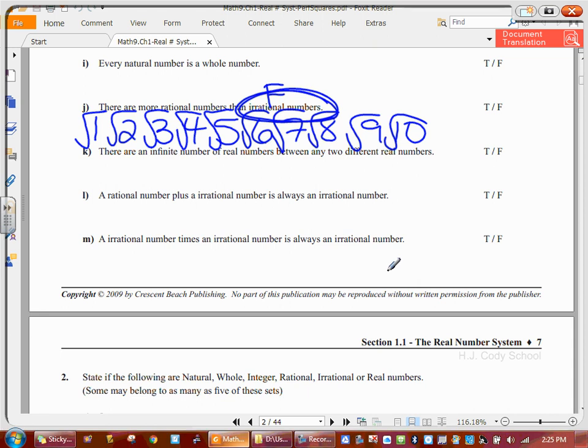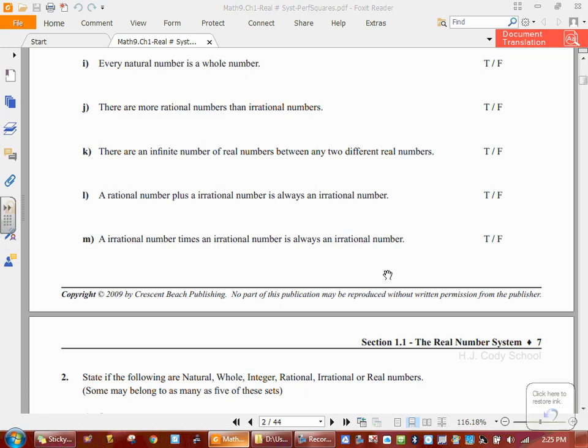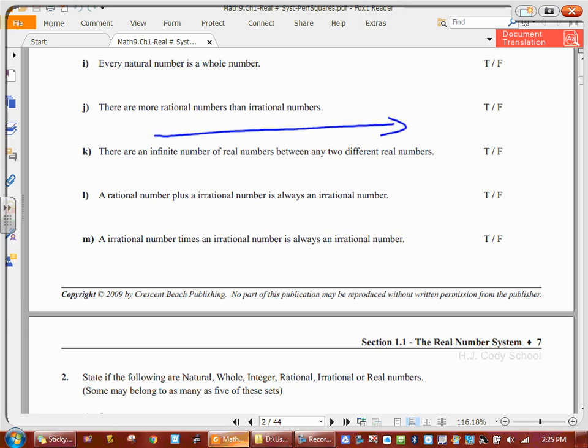All right, there's an infinite number of real numbers in between any 2 different real numbers. So what that's saying is, on the number line, draw a number line here. Let's say between the number 1 and the number 2, they're saying that in between these 2 numbers, there's an infinite number of real numbers. So there's an infinite amount of decimals and fractions that can be found in between there. Is that true? It is true. Yeah, it really is.